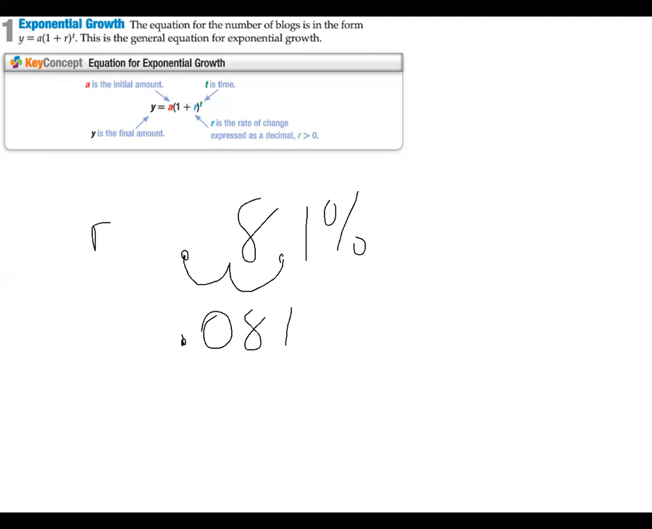Now, I'll just say this. If you have something, say, 8.1%, even though there's a decimal in the percentage, that is not decimal form because it's still in percent form. So you have to move the decimal 2 places to the left. So if they tell you the rate is 8.1%, then you would use 0.081 for your value of r. T is typically the time, and r is going to be positive here, okay?